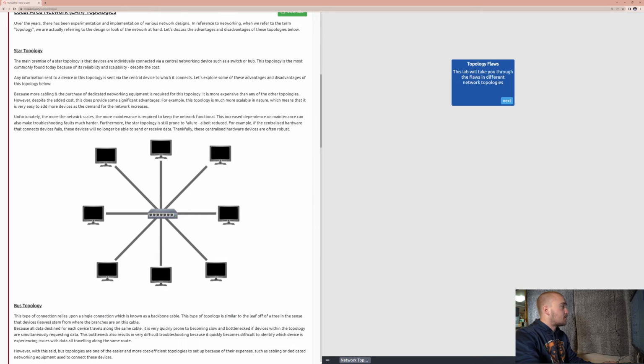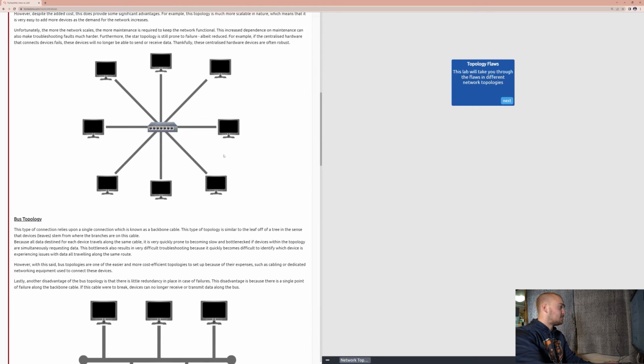Unfortunately, the more the network scales, the more maintenance is required to keep the network functional. This increased dependence on maintenance can also make troubleshooting faults much harder. Furthermore, the star topology is still prone to failure, albeit reduced. For example, if the centralized hardware that connects devices fails, these devices will no longer be able to send or receive data. Thankfully, these central hardware devices are often robust.